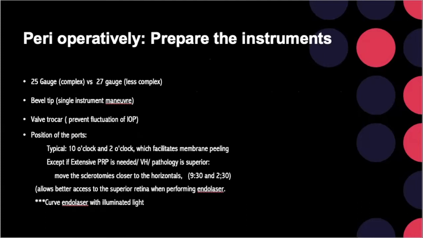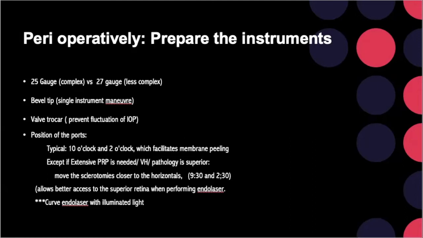Now, once we have prepared the patient, we have to prepare the instruments that we're going to use. Of course, small gauge vitrectomy is what we are going for at the moment, but particularly for advanced diabetic eye diseases, I will go for either 25 or 27 gauge. I don't use 23 gauge anymore, especially not for diabetic patients.